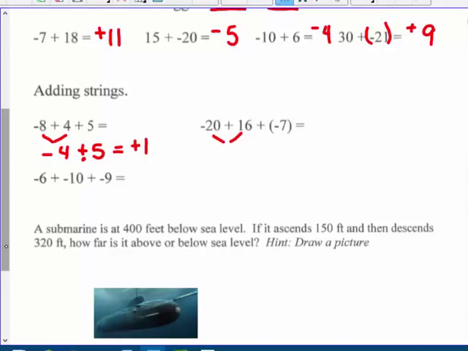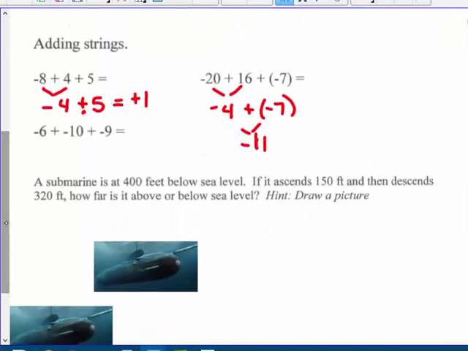Negative 20 plus 16. I can just go left to right because adding and subtracting are equal in the order of operations. So different sign, subtract. 20 take away 16 is 4. Take the sign of that larger absolute value, which gives me negative 4, plus negative 7. Same signs, they're both negative. Add 4 and 7, you get 11, and keep. So negative 4 and negative 7 gives you negative 11.